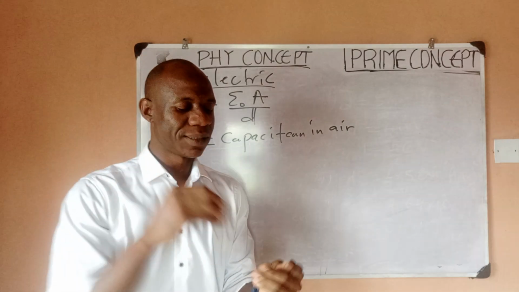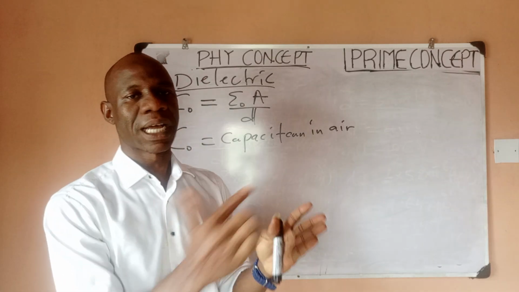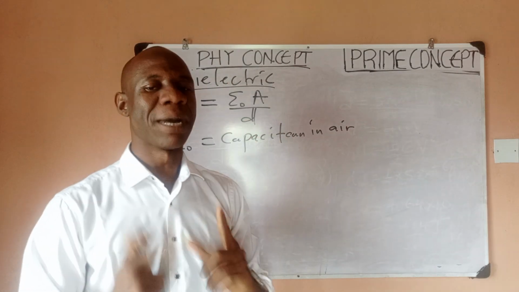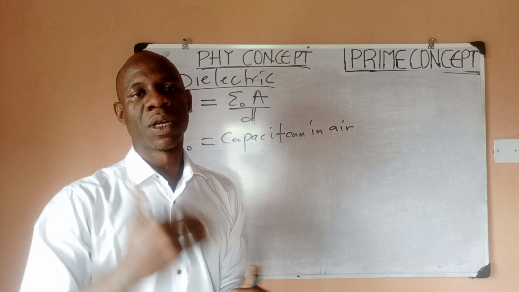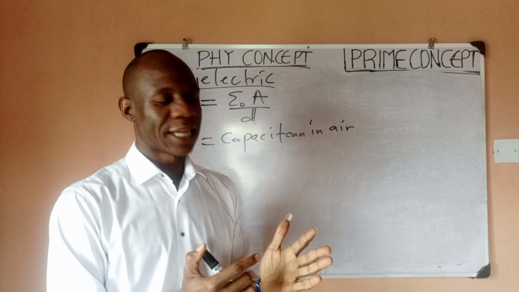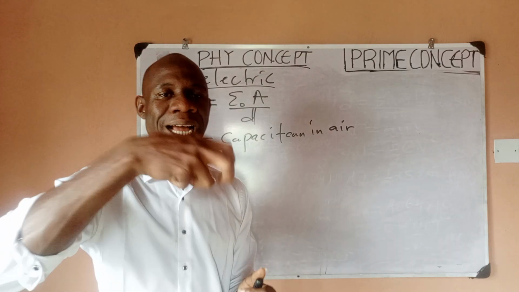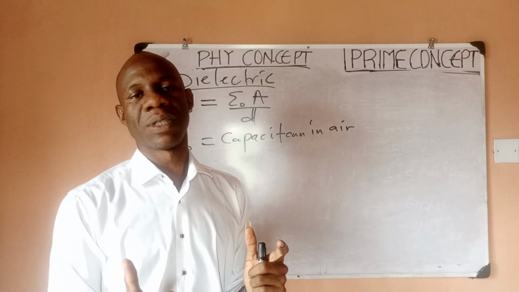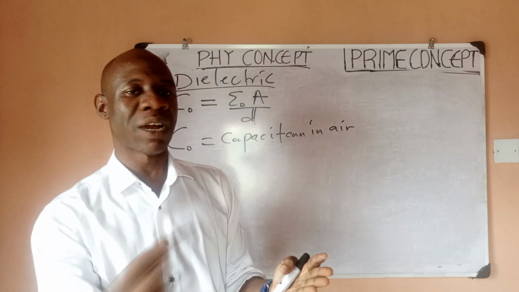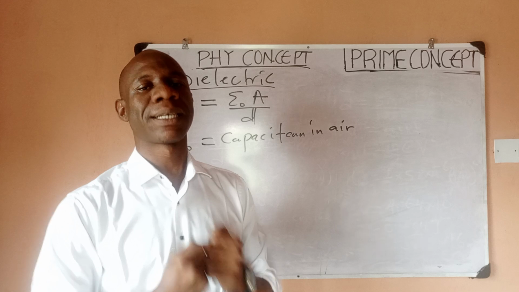Those insulating materials that are placed between the plates of the capacitor so that the plates don't touch each other are known as dielectric materials. So for the sake of definition, what are dielectric materials? Dielectric materials are materials that do not allow electric charge or electric currents to pass through them, but can allow electric field to travel through them. So they don't allow currents to flow, but they can allow electric field to be transmitted through them. Those materials are what we call dielectric material.